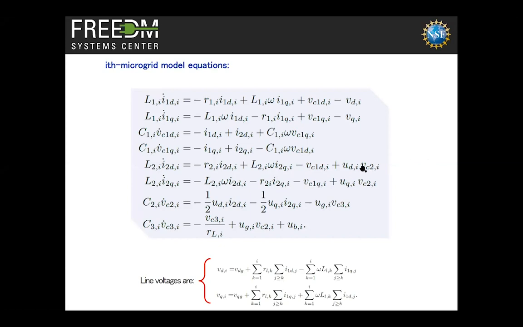For example, if you look at the terms involving the U variables, you will see that they are always multiplied by the states, which makes the overall system bilinear. And that's where all the bifurcation and all the bad stuff starts happening when you put all of these things together at a larger scale, that the bilinearity amplifies.